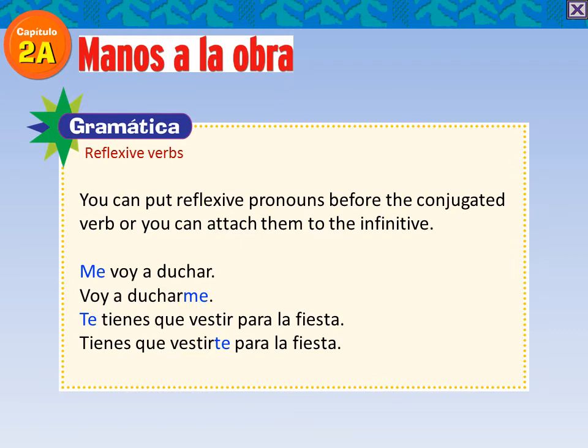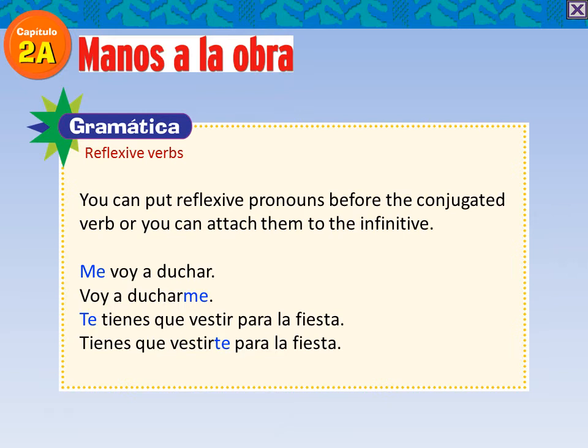But when we do conjugate it in the normal present form, it's just me voy a duchar. We have the option of putting it in front of the voy, the verb that's conjugated, or putting it at the end of the non-conjugated verb. Yep. So let's look at another example.